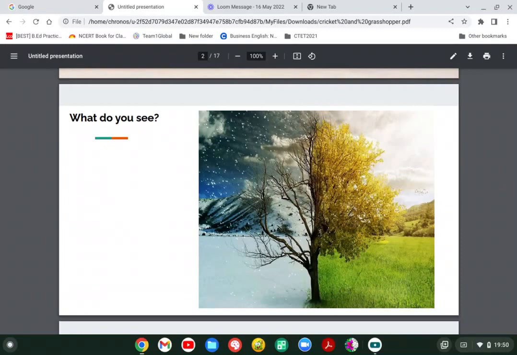Right, there is a tree. It is having full of leaves. No. If you talk about the left hand side, it is not having proper leaves, right? Yes, it is not having proper leaves. We can see that the leaves have shed from the branches of the tree, right? And the weather, or we can say the season, is of winters, right? Because we can see the frost, right?